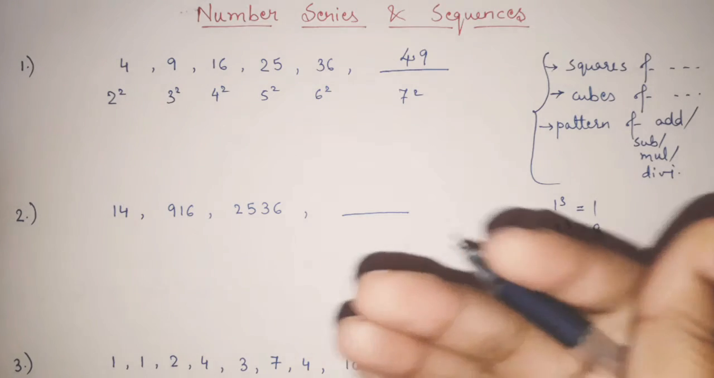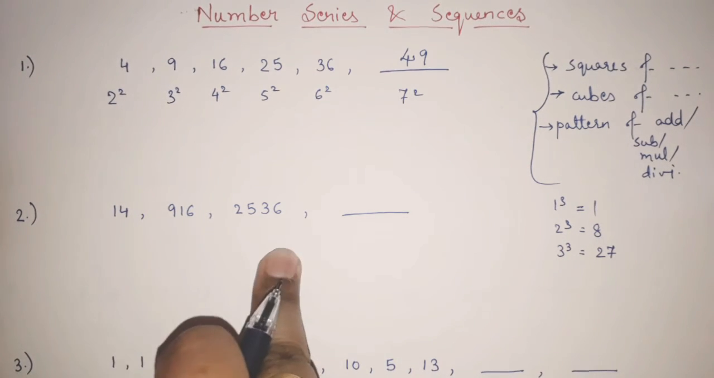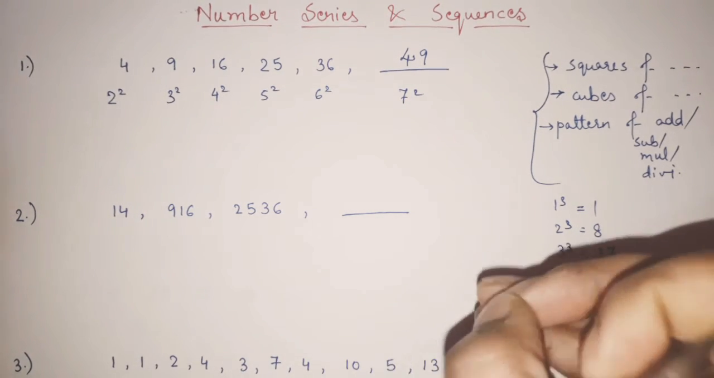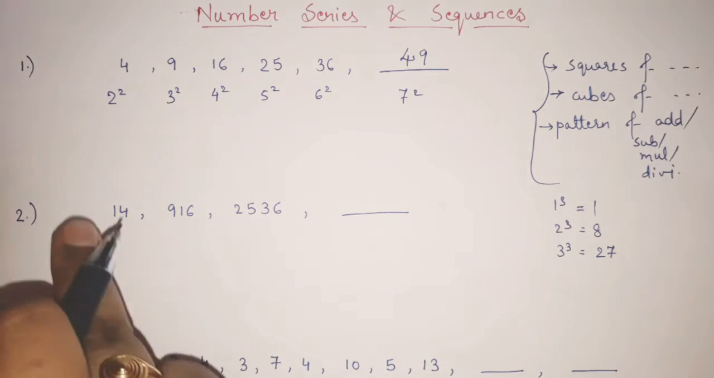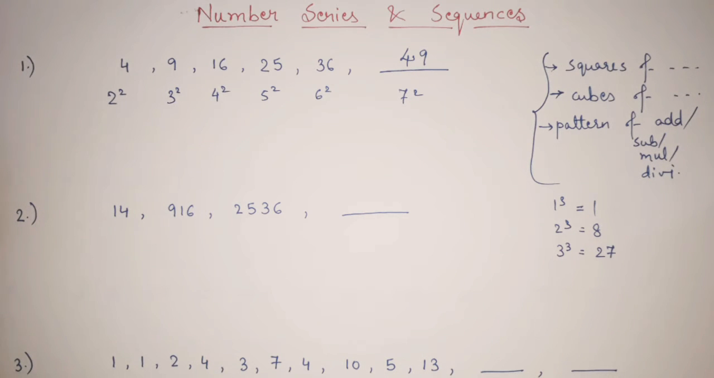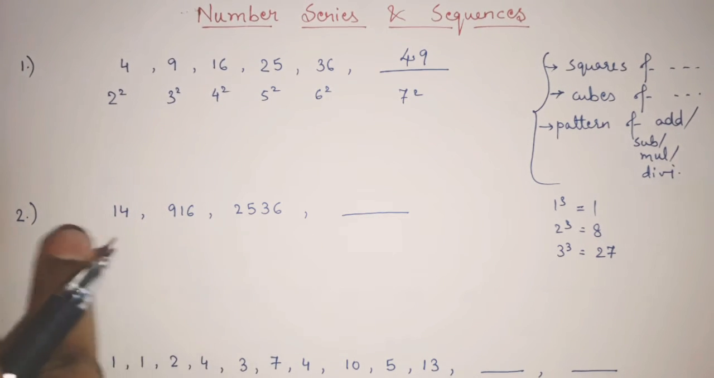Now, if you observe the numbers carefully, in number series and sequences, the main thing that plays a very important role is your observation. Now, I have checked the simple ones. It is not following any of them. Next, I have to observe these numbers very carefully.